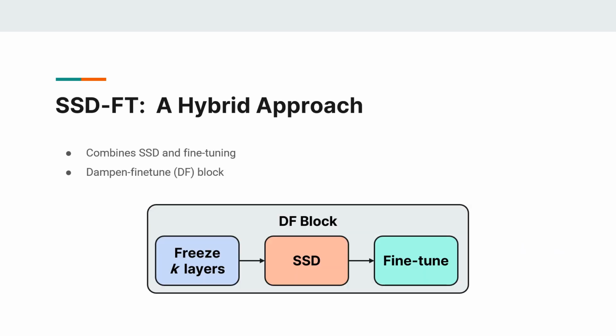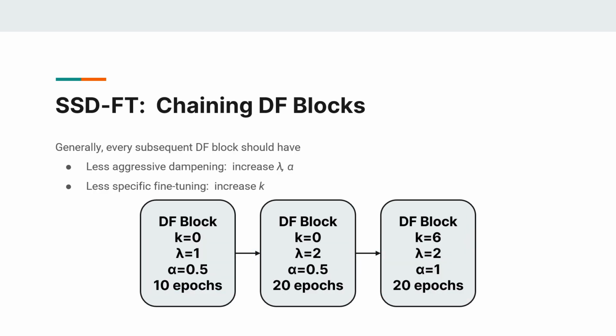We then explored the idea of combining SSD and fine-tuning into SSDFT. We first freeze our layers, K layers, and then we run SSD on it, and then we fine-tune it. We call this a DF block, or a dampening and fine-tuning block. Then we try chaining these DF blocks and altering the hyperparameters. We realized that it's better to go less aggressive dampening and less specific fine-tuning, so we can have different layers similar to a neural network.